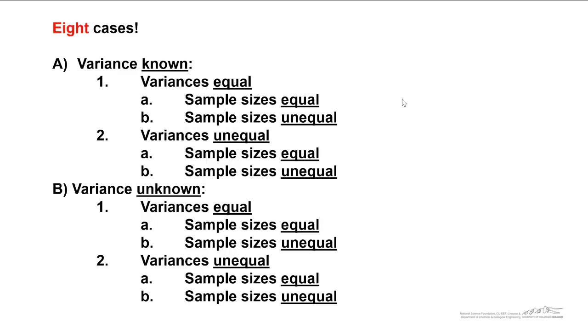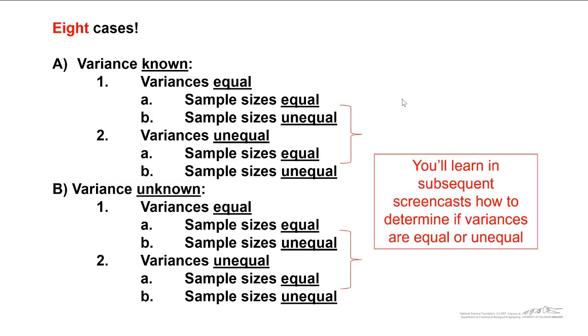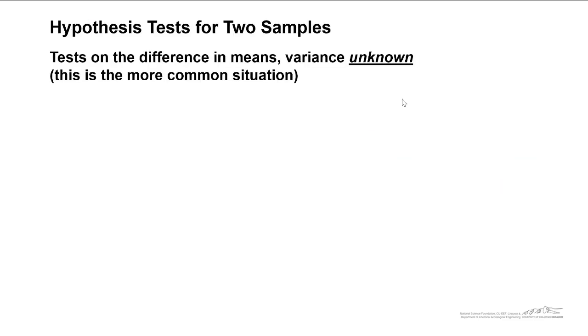Now we're going to consider the variance unknown case. Similar to the variance known, we're going to have variance equal or variance unequal, sample sizes equal or unequal. And again, you're going to learn in subsequent screencasts how to determine if the variances are equal or unequal. There's actually another test based upon the F distribution. So let's take a look at when the variance is unknown, and this is the more common situation. When sample sizes are small, variances are unknown, we have to use these methods.